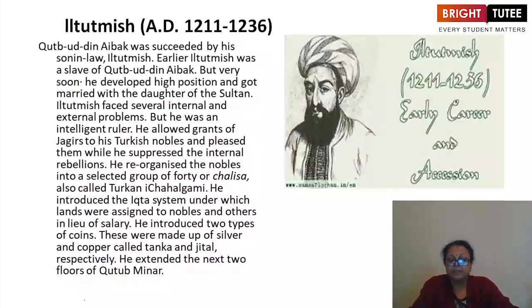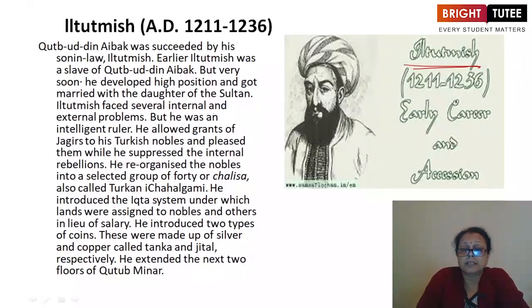After him, Iltutmish ascended the throne. It is written simply in the textbook, and it is a fact, that Qutbuddin Aibak was succeeded by his son-in-law, Iltutmish, his daughter's husband. Earlier, Iltutmish was a slave of Qutbuddin Aibak. Imagine that. But after that he became his son-in-law, and some time after the death of Qutbuddin Aibak, he succeeded to the throne.